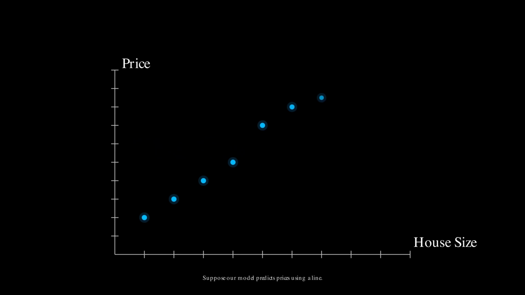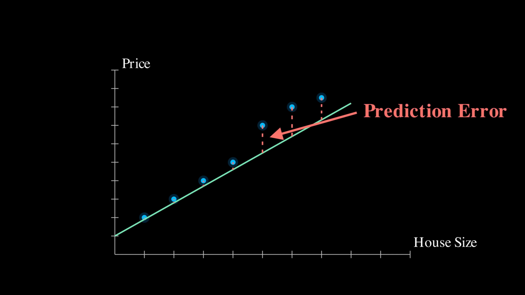Suppose our model predicts prices using a line. Some predictions will be close to the actual values. Others may be far away from the real answer. So, how do we measure how wrong this line really is? Some predictions are accurate, others are not. The vertical distance represents the prediction error. Smaller errors mean better predictions. Our goal is to make all these errors as small as possible.